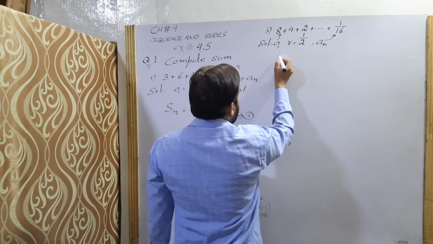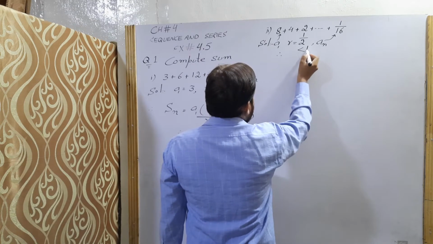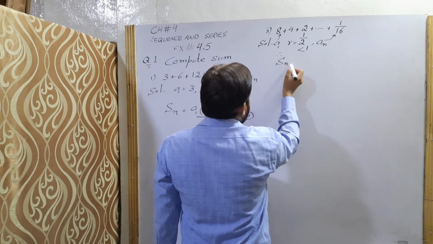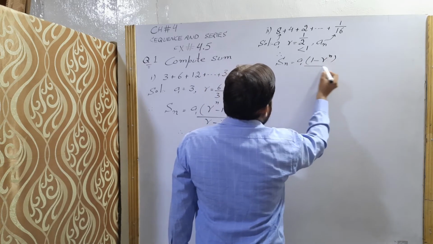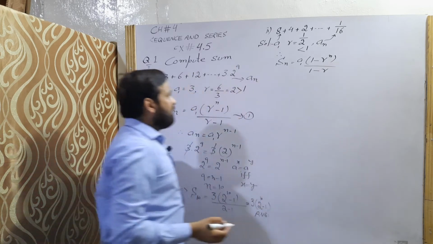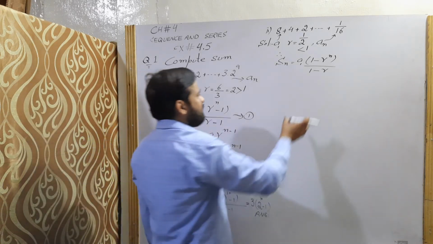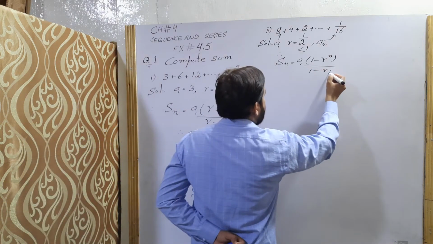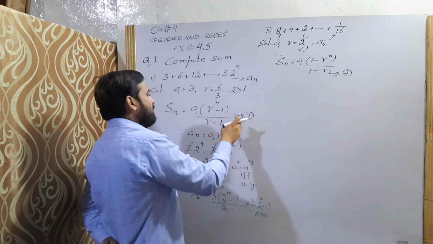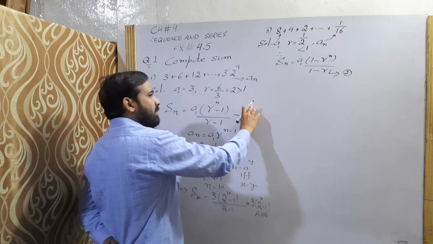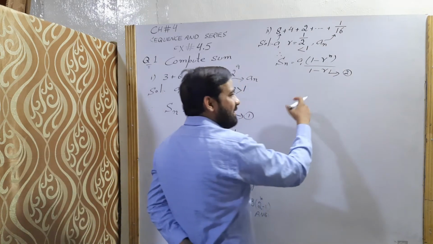So first of all, write the formula for the summation. In this case r is less than 1. So the summation formula is Sn equals a1 times 1 minus r raised to power n divided by 1 minus r. In case of r less than 1, the summation formula is this one. Say this is equation number 2. Okay. If r is greater than 1, we use formula number 1, and if r is less than 1, we use formula number 2.